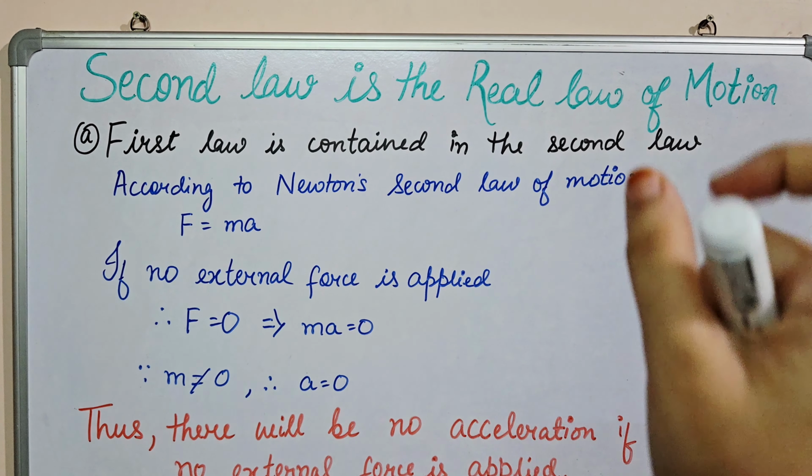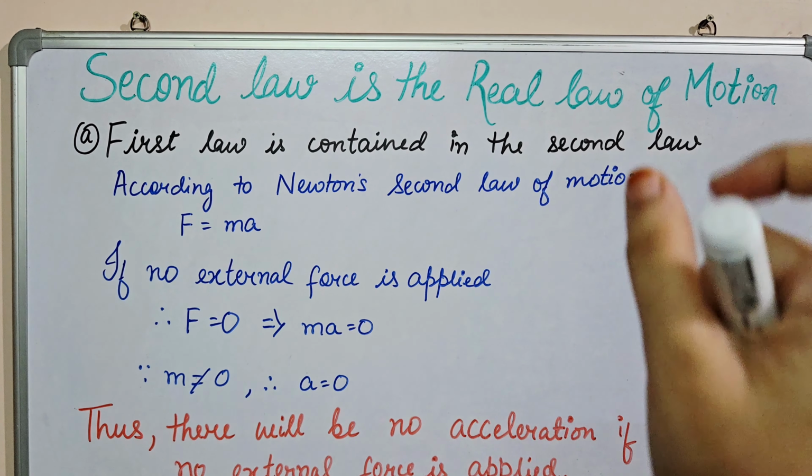To prove that, we know that according to Newton's second law of motion, F is equal to the product of mass and acceleration. Now students, if we assume that no external force is applied, it means that F is equal to 0. And what does F mean? F is equal to ma. So we substitute F with ma. So ma is equal to 0.